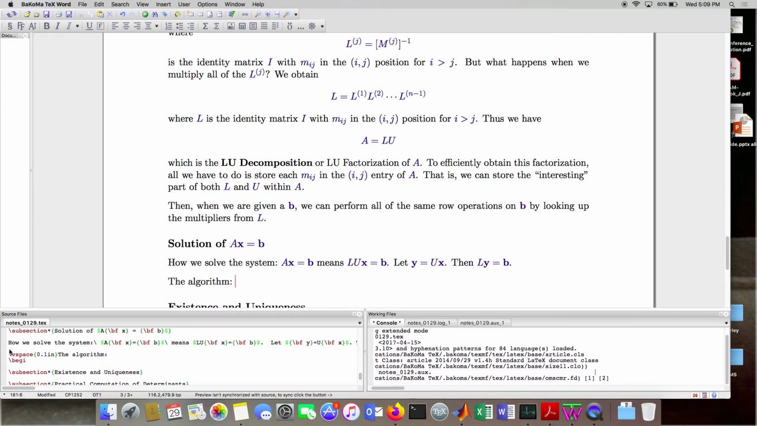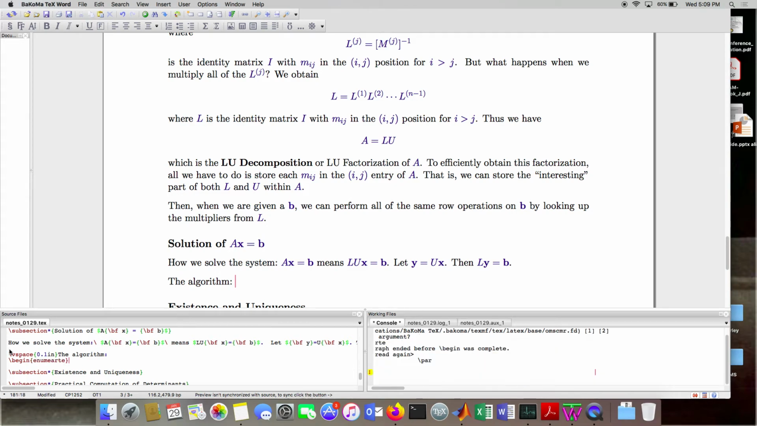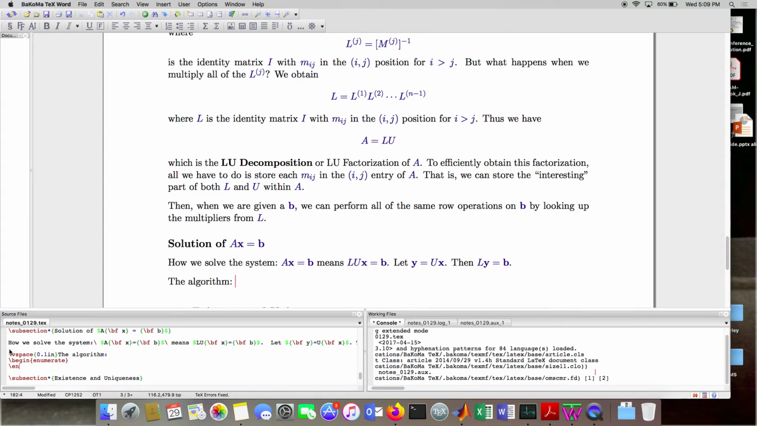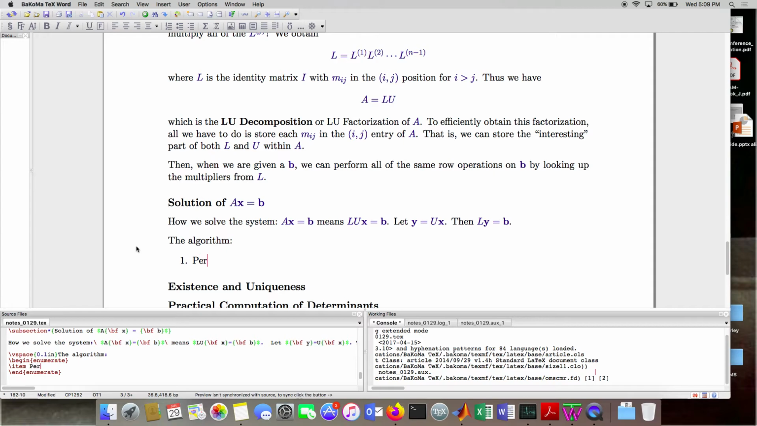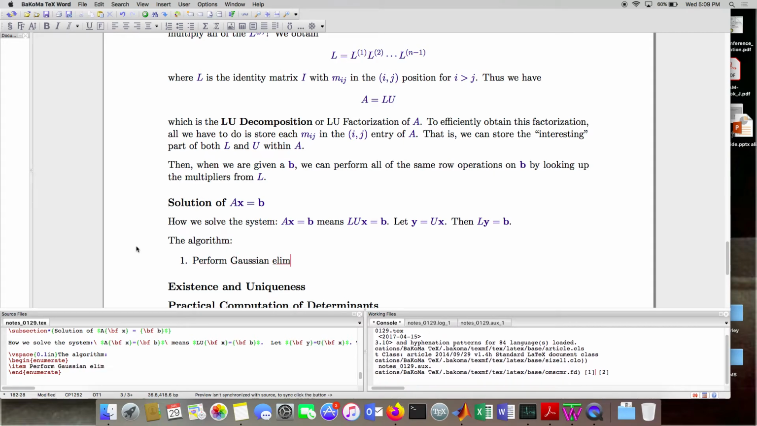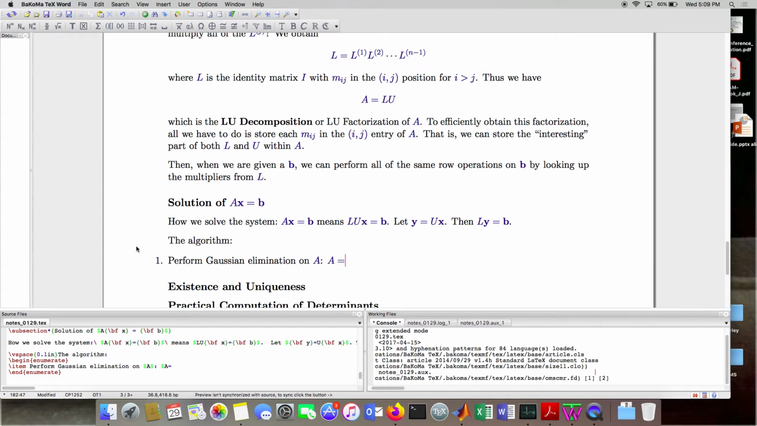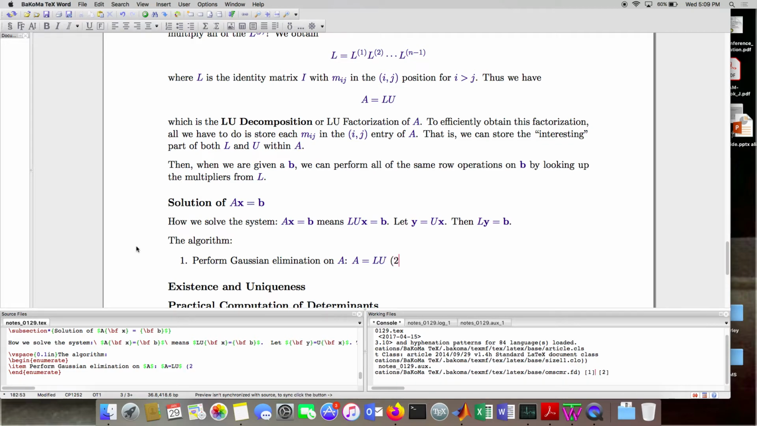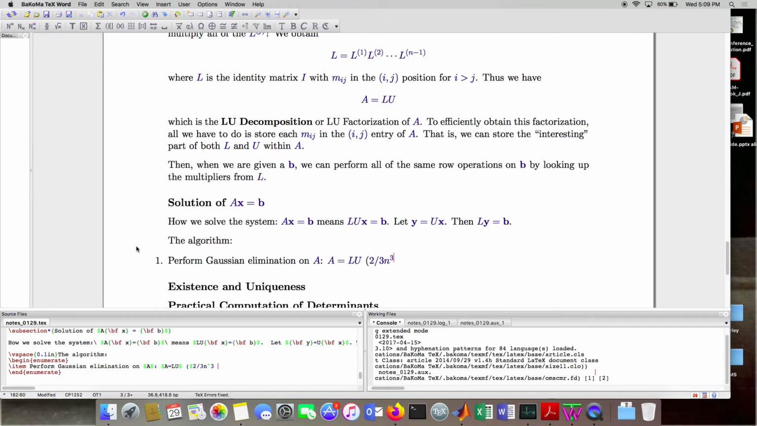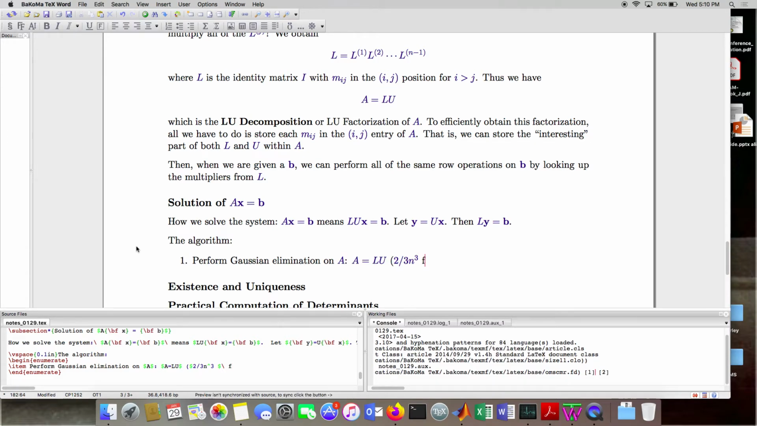So here's how we proceed. Perform Gaussian elimination on just A. So that's A equals LU. That effectively computes the LU decomposition, and that takes 2/3 n cubed floating point operations.